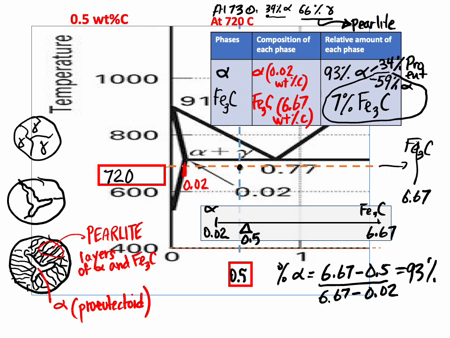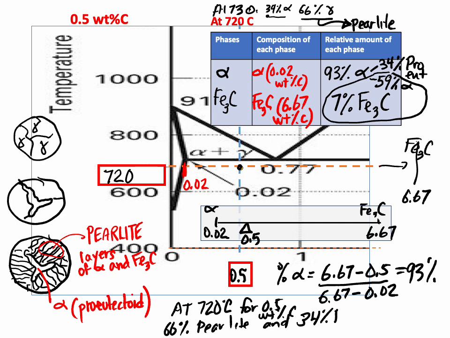So at this temperature, here are my phases and my relative amounts. If I look at microstructures at this temperature, let's see, 720 for 0.5 weight percent carbon steel. Microstructure wise, I should have 66% pearlite and 34% proeutectoid alpha. Okay, that is at 720, just below the eutectoid temperature. So I want to make a note of that.